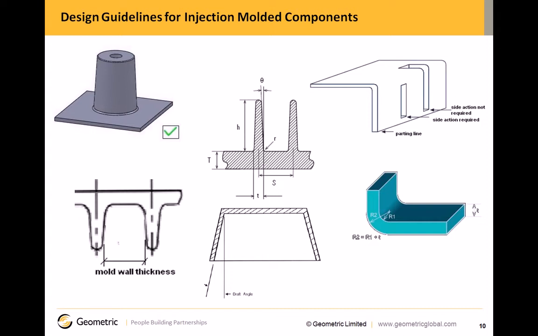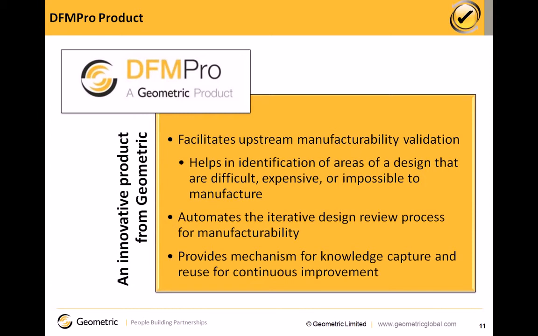Based on the complexity of the model and the number of guidelines to be checked, based on the materials, the kind of checks, the kind of data to be referred will just expand, and it can take a lot of time and effort to thoroughly check a given design for ensuring that it is easy to manufacture using injection molding. To help organizations facilitate this process, Geometric has a product called DFMPro, which helps in upstream manufacturability validation. It will help users quickly identify areas of a design which can be difficult, expensive, or impossible to manufacture. You want to check for thick ribs, you want to check for undercuts, you can very quickly perform these checks.